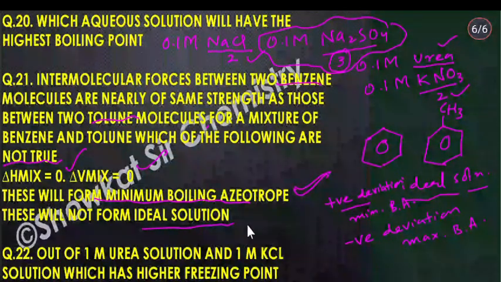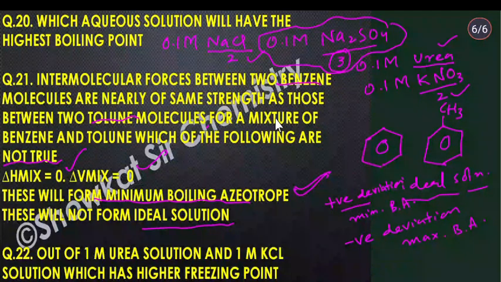So here this is an example of ideal solution, so it will not form any azeotrope. You will remember this, very important: positive and negative deviation solutions form what type of azeotrope. Minimum boiling azeotrope is formed by such solutions which show positive deviation, and maximum boiling azeotrope is formed by such solutions which show negative deviation.